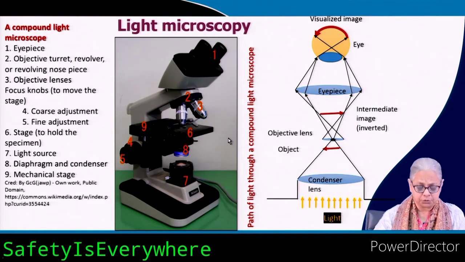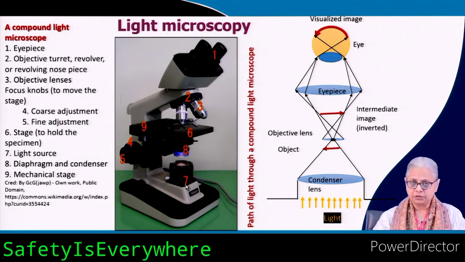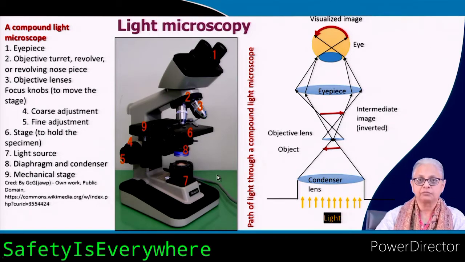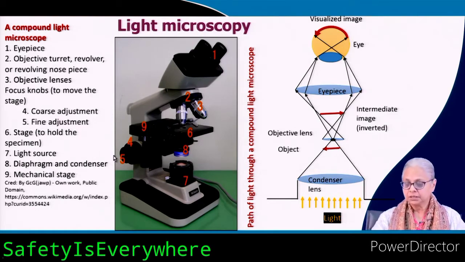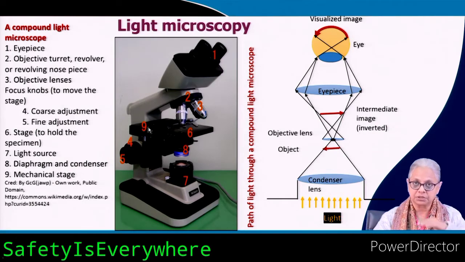This is the microscope, and this is how they all look. Most of them look like this particular microscope. So you have your light source at the bottom. I'll start from the bottom up. Number 7 is the light source, and above that you have your diaphragm and condenser. So that's your condenser lens. As the light is coming from the bottom, it passes through the condenser lens, and there is a stage. This is number 6, which is the stage. The stage is where you place the sample.